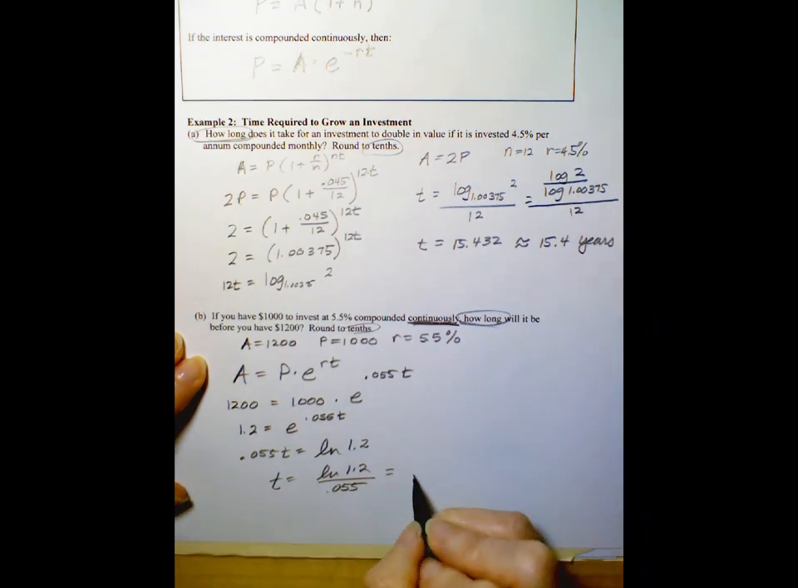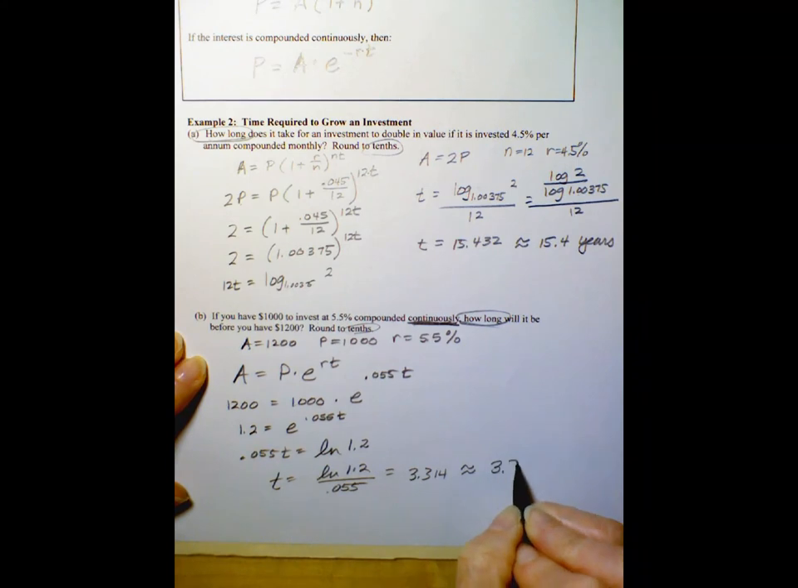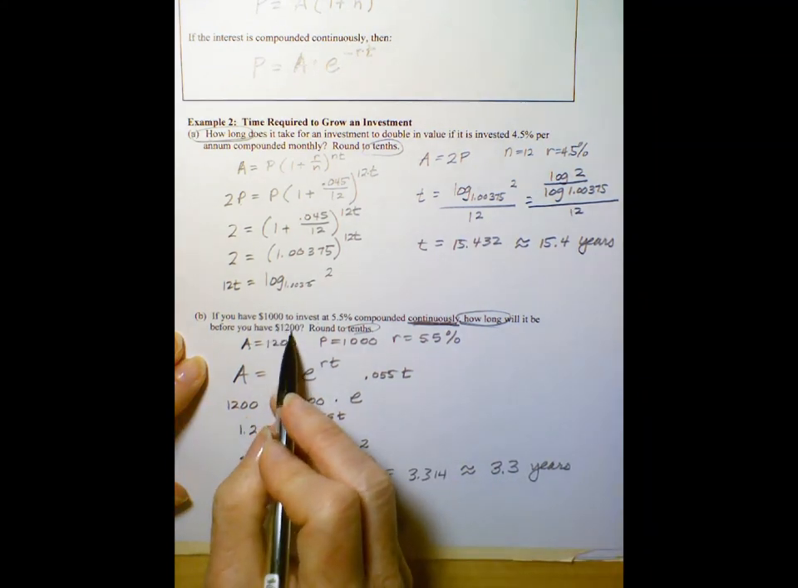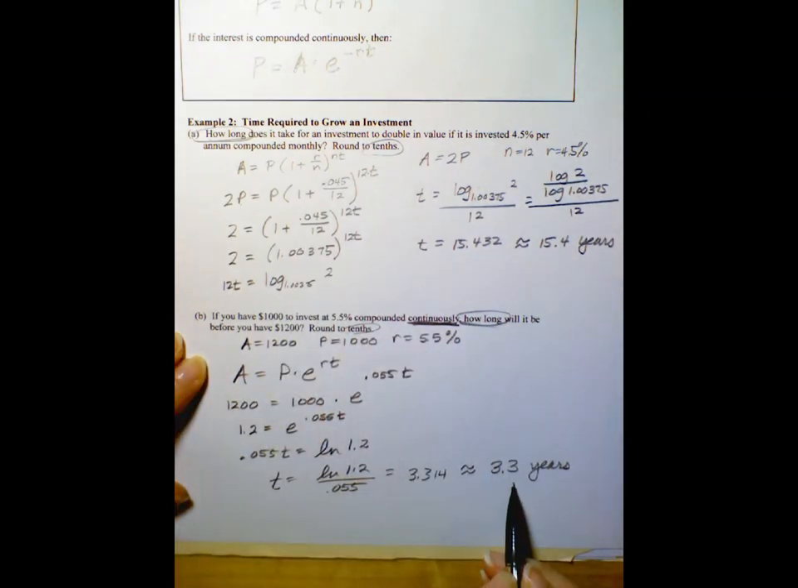Okay, so this comes out to be 3.314, or approximately 3.3 years. So to go from $1,000 to $1,200 at this interest rate, compounded continuously, it's going to take you 3.3 years.